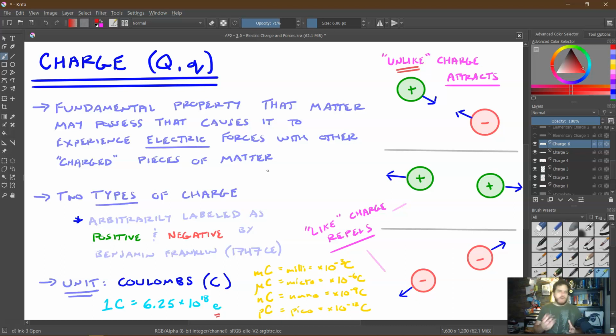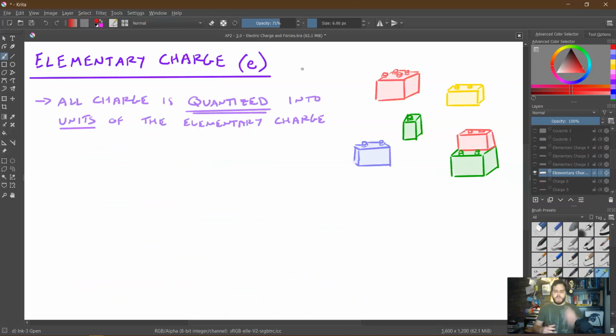Now, because of that, we often deal with much smaller metric units. So you might see, for instance, little mC, µC, nC, and pC. And what those stand for is millicoulomb, microcoulomb, nanocoulomb, and picocoulomb. And it's pretty good to familiarize ourselves with that: milli is times 10 to the minus 3, micro is times 10 to the minus 6, nano times 10 to the minus 9, pico times 10 to the minus 12. We're going to see all those pretty often. But as we just said a second ago, 1 Coulomb possesses 6.25 times 10 to the 18 elementary charges.